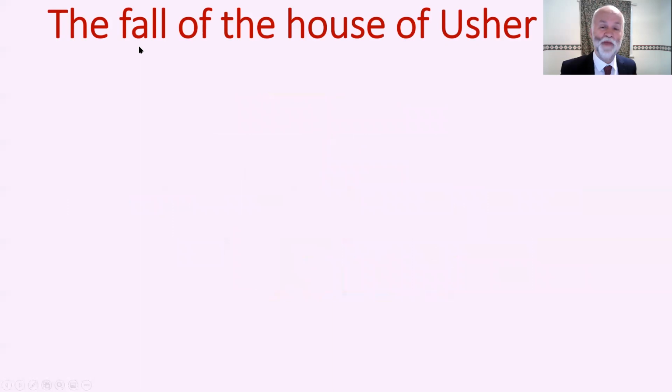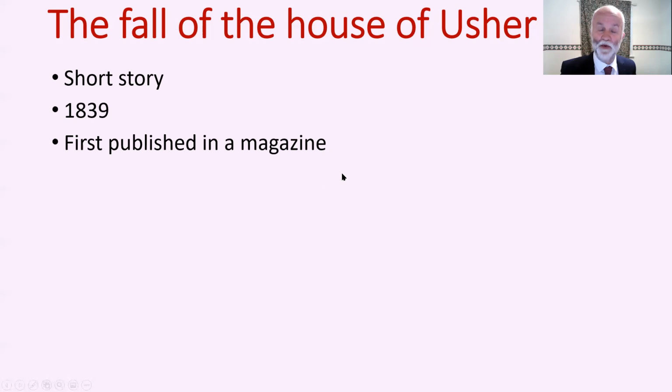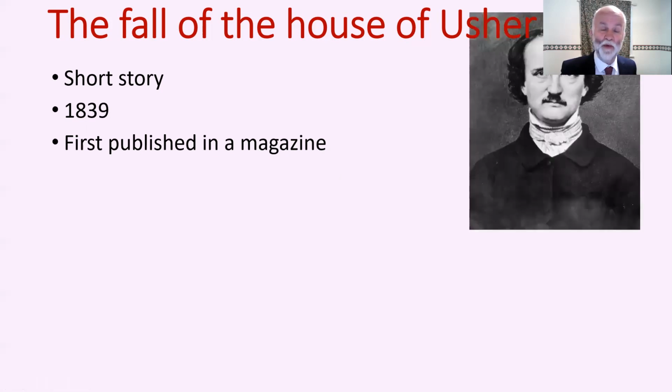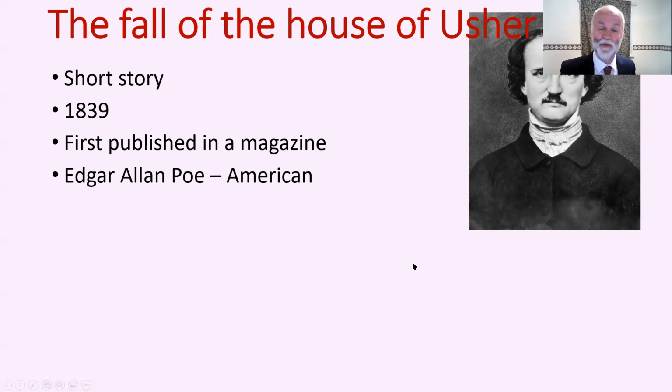Okay, The Fall of the House of Usher was a short story, is a short story. It was written in 1839, and it was first published in a magazine, not in a book. And it was written by a guy called Edgar Allan Poe. There you've got a black and white picture of him. They didn't have much color photography around in those days. Edgar Allan Poe was an American, so some of this is American English rather than British English. And it's quite old English. He was born in 1809. Quick bit of mathematics for you. How old was he when he wrote this story?